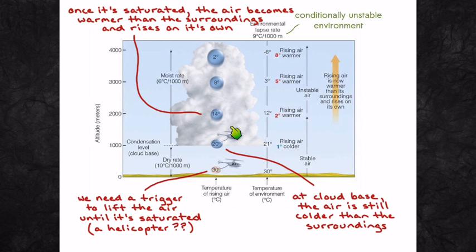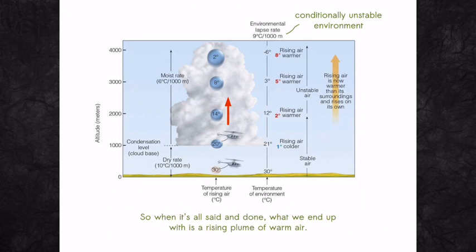And then when you compare them to the surrounding air, you can see that you needed the trigger initially to push it, but then it became warmer and kept on going. In any case, the end result of this process is a plume of cloudy air that's ascending through the atmosphere. And the reason it's ascending is because the cloudy air is warmer.